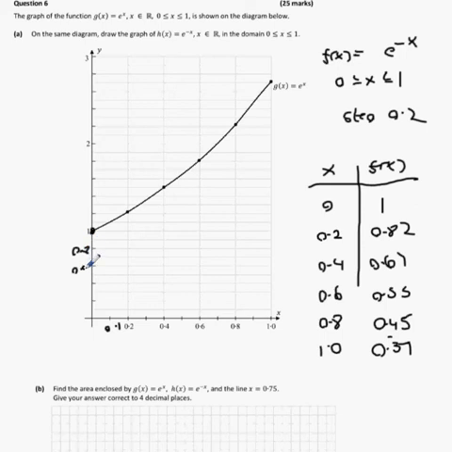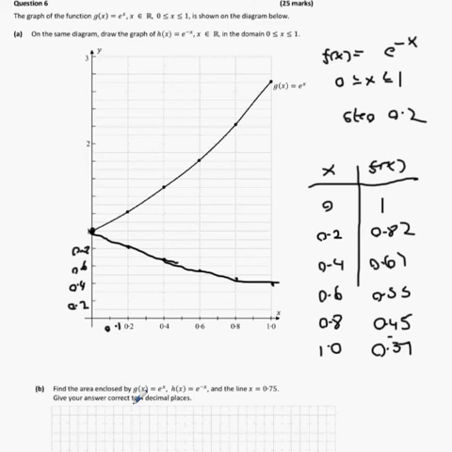0.6, 0.4, and 0.2. So 0.82 being around here, 0.67 just being underneath 0.7, and then 0.6 and 0.55, just halfway between the two of them, and then 0.8 and 0.45 there, and then finally 1 and 0.37, which will just be underneath there, right? So remember, this is a curve, not a straight line, so you just have to be careful with this. Roughly there, okay?